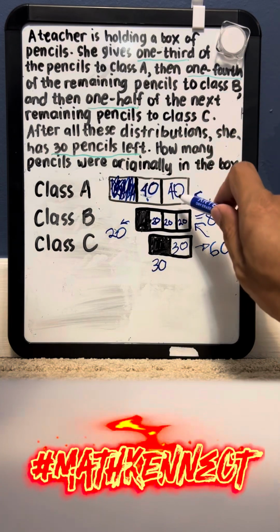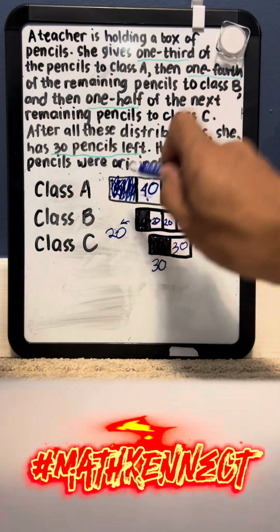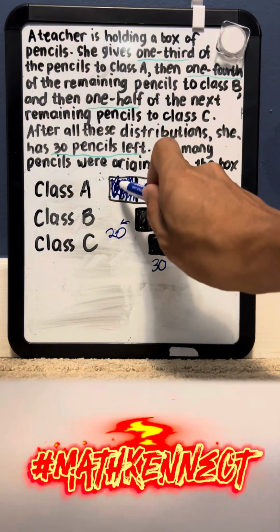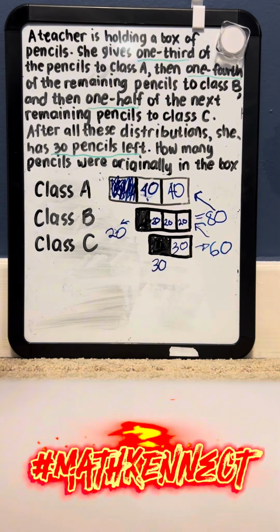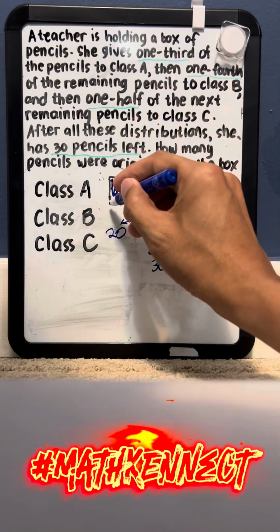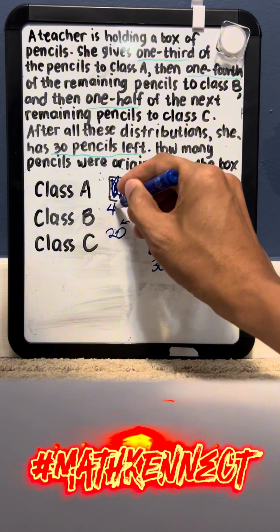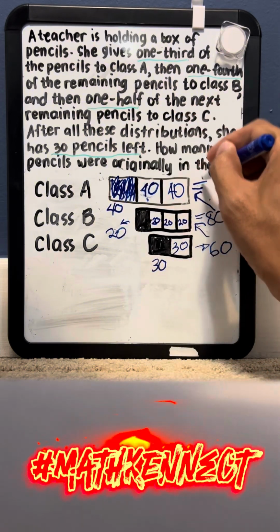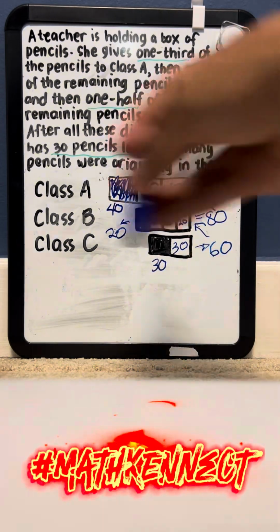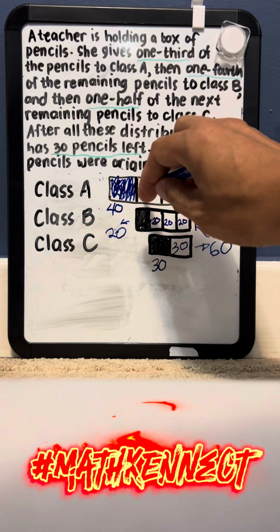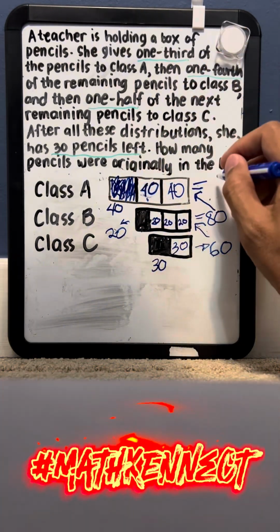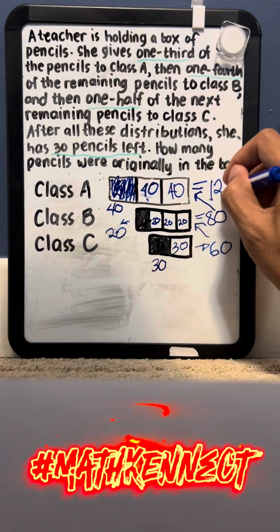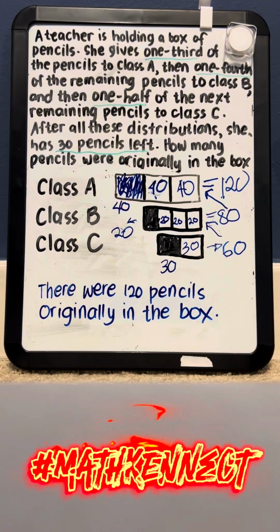So if each of the boxes is 40, what do you think is the value of this one right here? Okay, that's right. This one is 40. So if we add all this up, 40 plus 40 is 80 plus 40 is 120. So there were 120 pencils originally in the box.